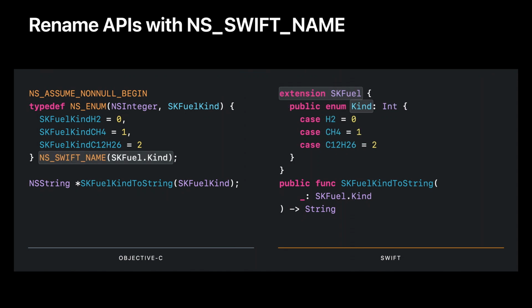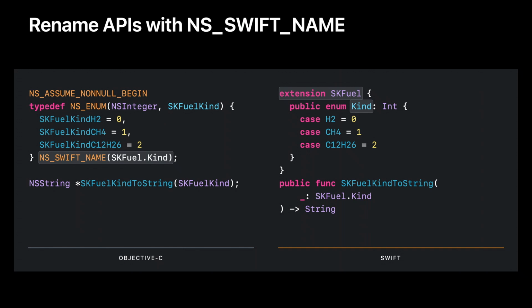What it's best used for with types, though, is nesting them. For instance, if there was an SKFuel class that this SKFuelKind enum went with, you could change it to SKFuel.Kind, which is probably what you would call this type in Swift. Another good use is with libraries whose type names look totally different from Swift types, like the lowercase type names you sometimes see in C libraries.